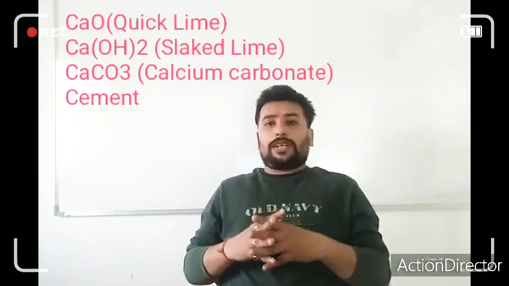In group number 1, we have discussed sodium compounds like caustic soda, baking soda, washing soda, and finally sodium chloride. In group number 2, alkaline earth metals, the important compounds of calcium are calcium carbonate, calcium oxide, calcium hydroxide, calcium sulfate, and cement also.